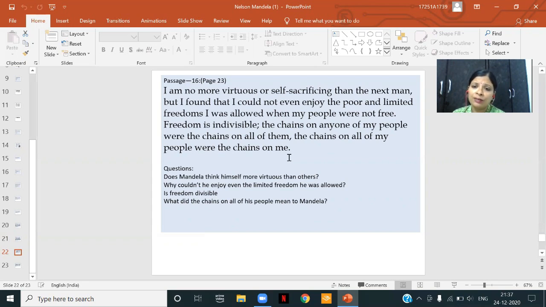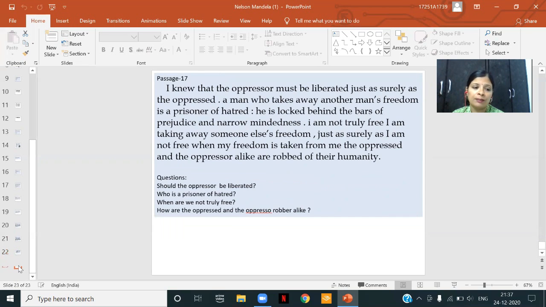So you can actually feel the fire in Nelson Mandela, children. He feels that freedom is indivisible. You cannot divide freedom and give it. It has to be indivisible. And he says the chains on the people, he felt that the chains were on him. So he had this strong desire to fight for freedom.